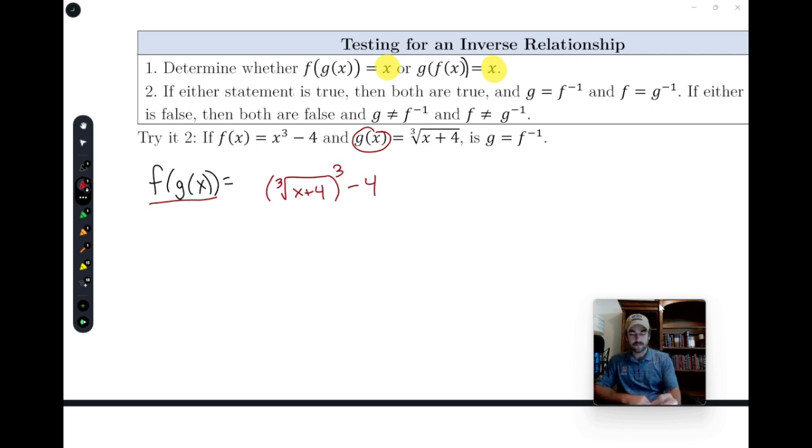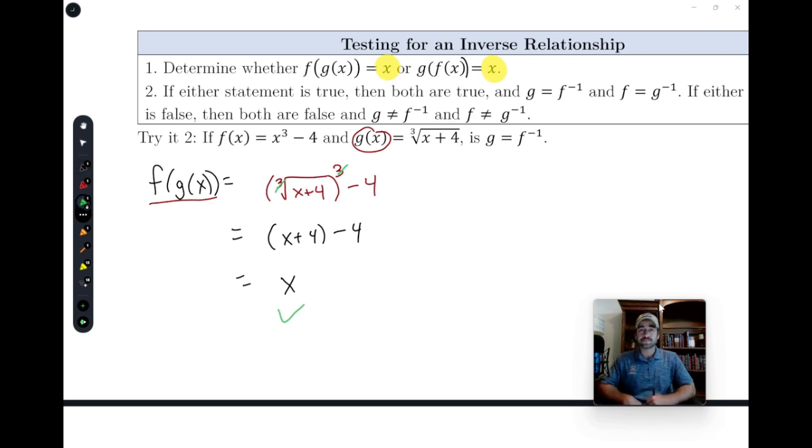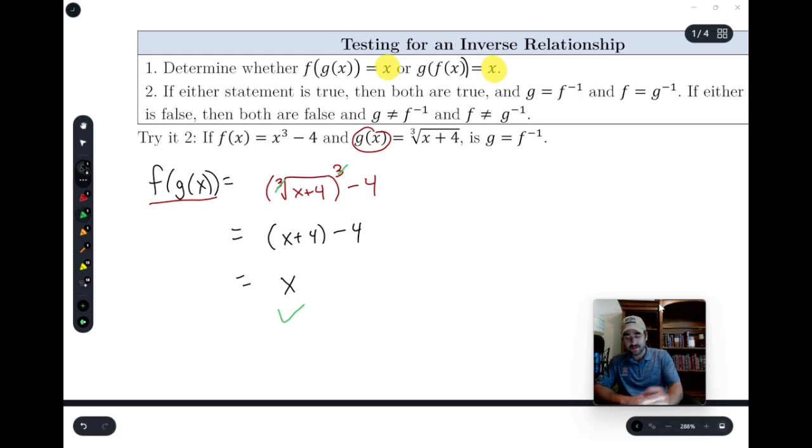Oh, cubed. I missed that cube right there. And when we solve it down, the cube and the cube root cancel, and we're left with x plus 4 minus 4. Then we see the 4 and the 4 cancel, and we're left with x. So we've got one condition where it looks like these are probably inverses. But we have to check the other side to make sure it's true.